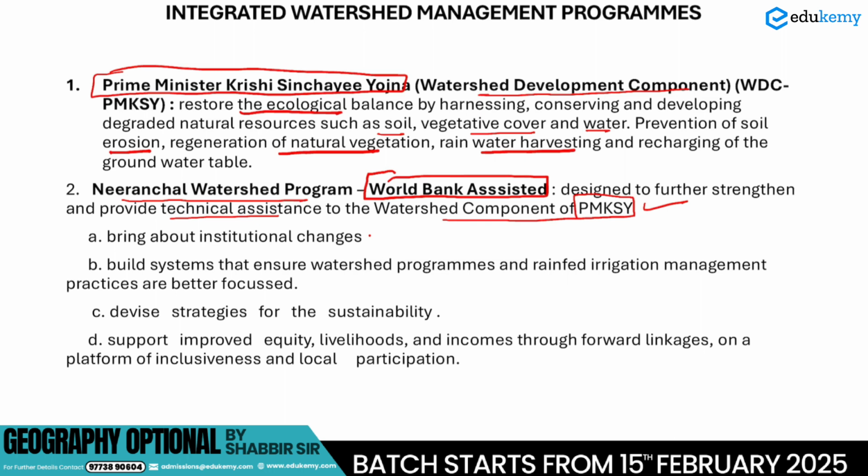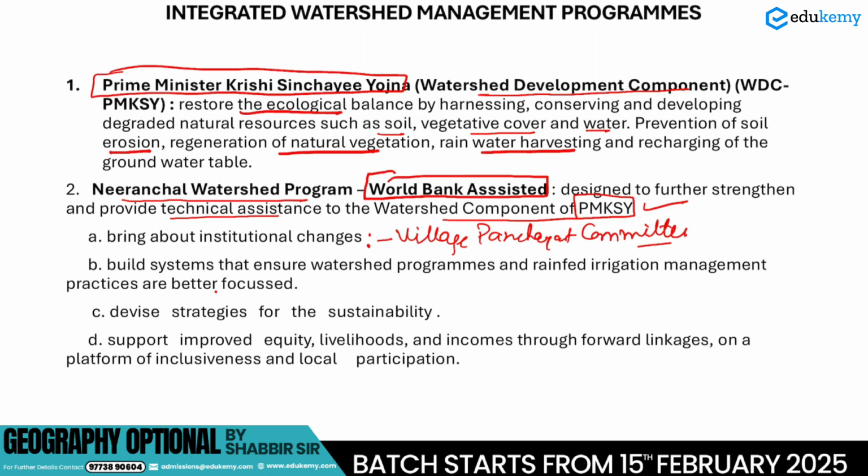What are the salient features of this program? Let us take a deep dive into this. First is bringing about institutional changes. When they talk about institutional changes, it means there are some villages which have created village panchayat committees, and these committees are completely looking over the work of these watershed development programs. This also ensures that decision making is taken at the lowest level.